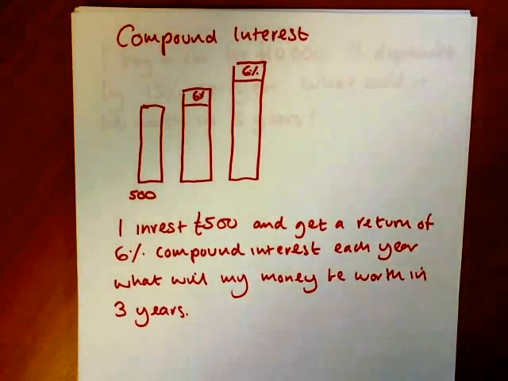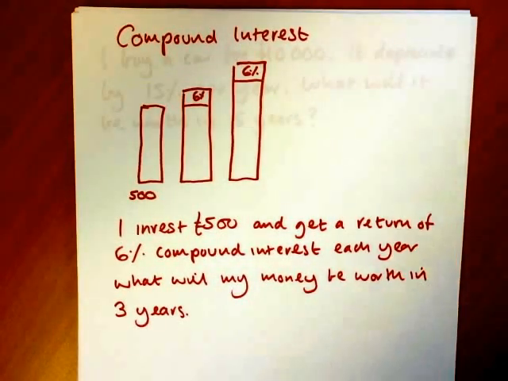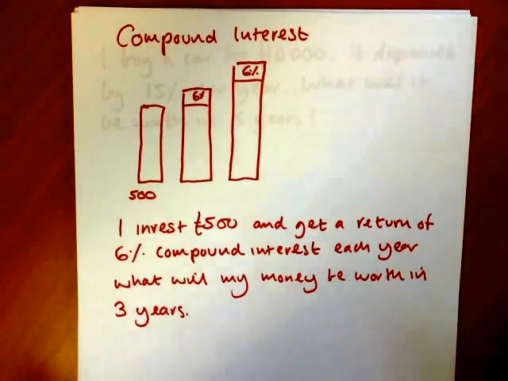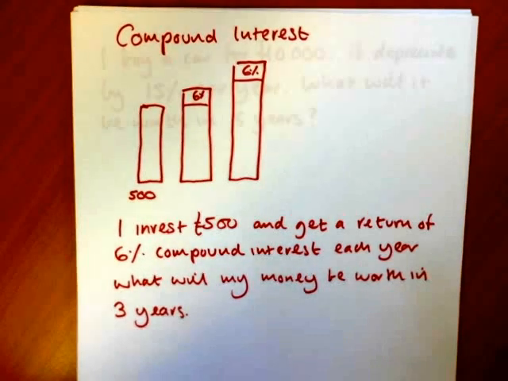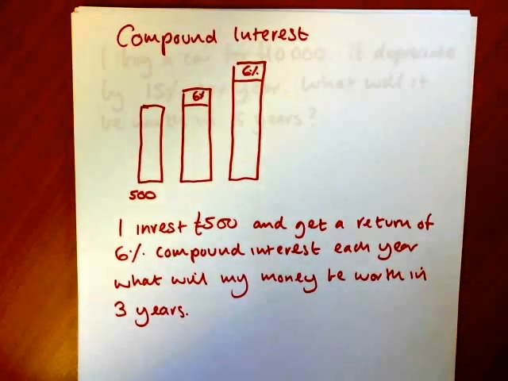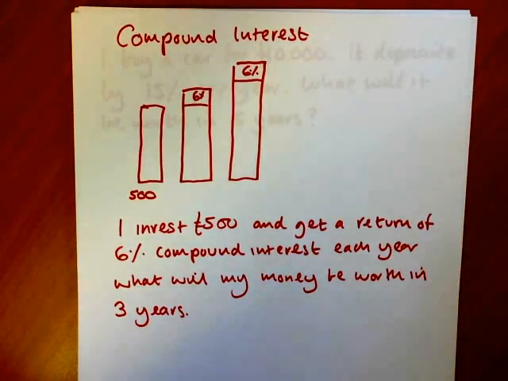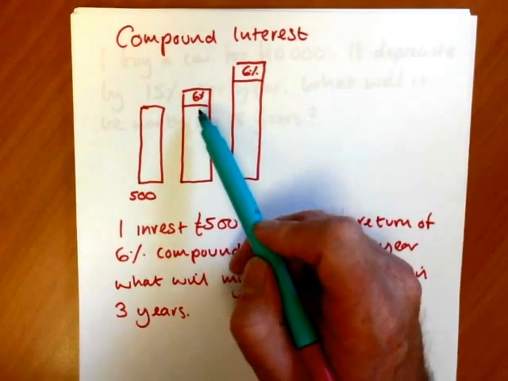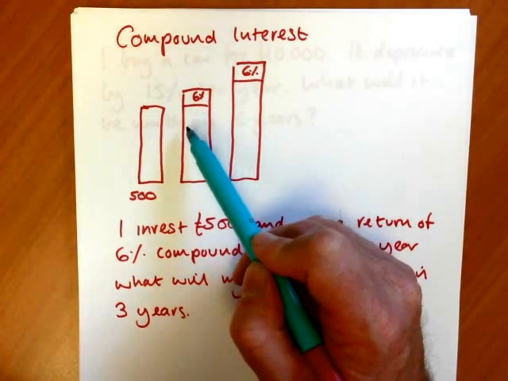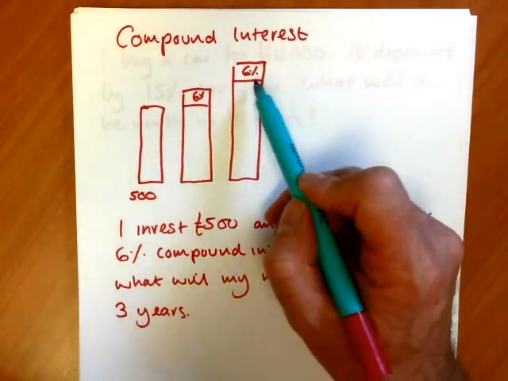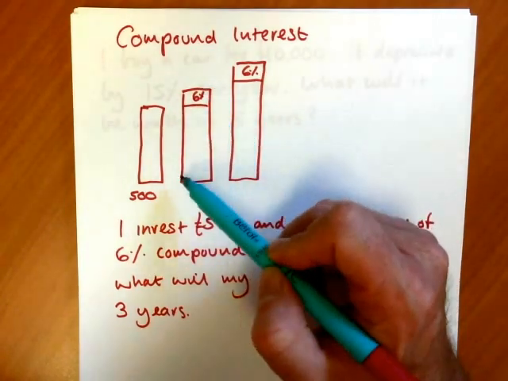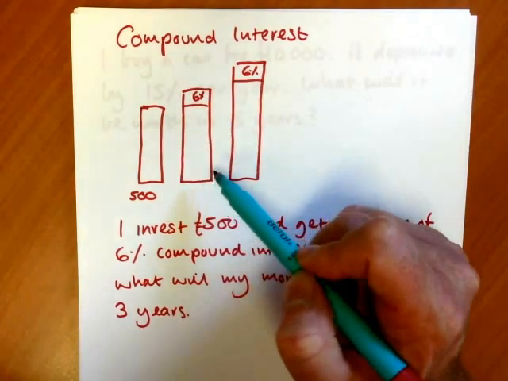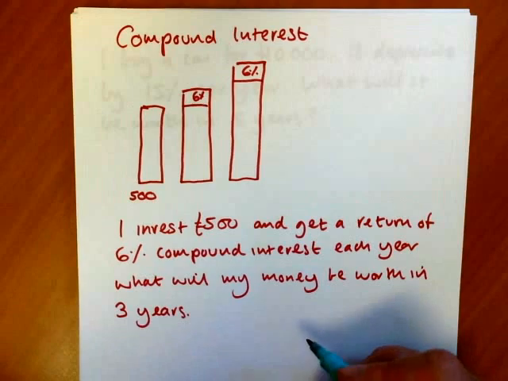So in this short video, we're going to look at compound interest. So I'm investing £500 and I'm getting a return of 6% compound interest each year. What will my money be worth in 3 years? So the thing to realise here is 6% of £500 in the first year is not the same as 6% of that amount in the second year. And this should become clear as we go through the example.